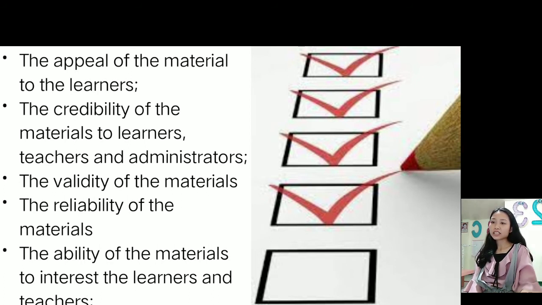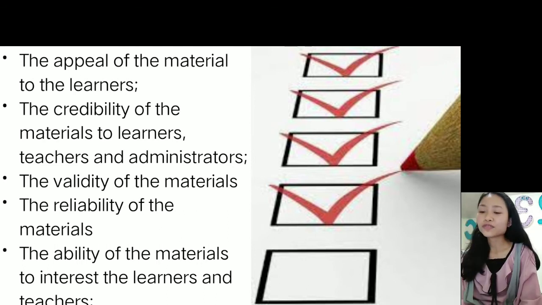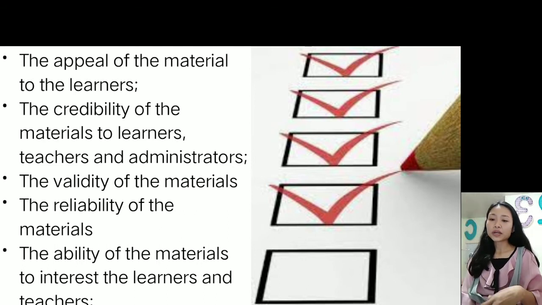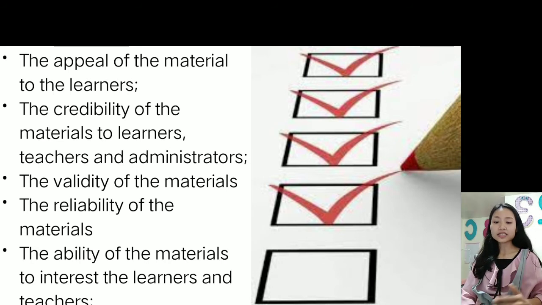Next is the validity of materials. When you say validity, it is the quality of being correct or true. For example, we believe that something is true if it is backed up with a substantial amount of evidence. We are hesitant to believe someone until they present evidence.